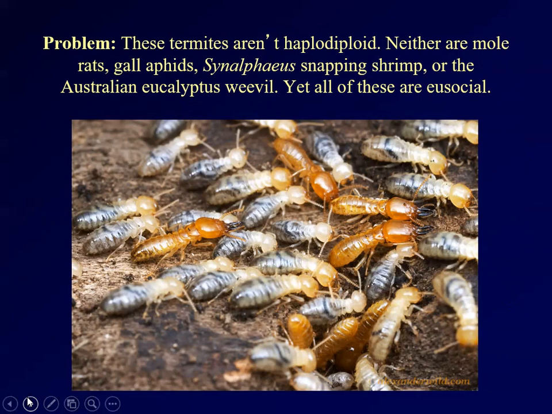They're not haplodiploid. Mole rats are not haplodiploid. Gall aphids are not haplodiploid. Synalpheus snapping shrimp, the only marine case of eusociality we know, is not haplodiploid, and neither is the Australian eucalyptus weevil. So clearly you can have eusociality evolving in taxa that don't have haplodiploidy going on at all.